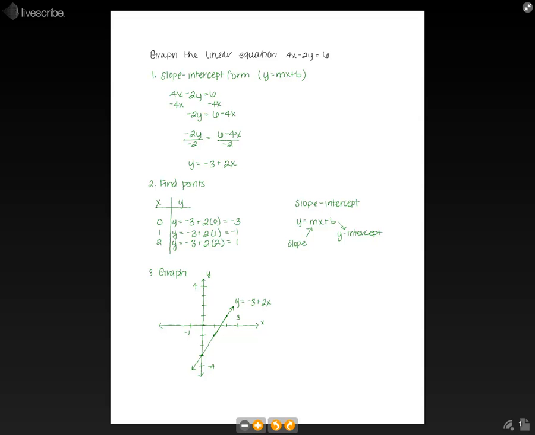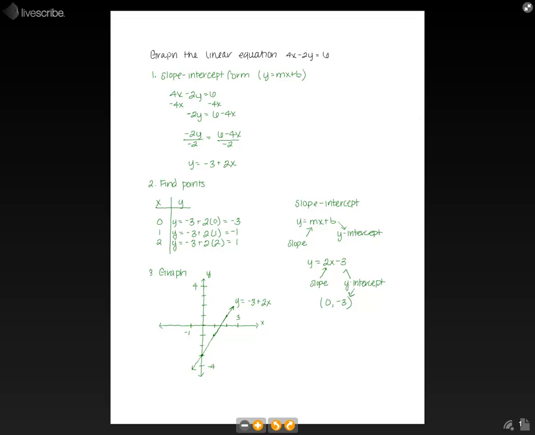So our equation says y equals negative 3 plus 2x. So if we rearrange that, we can get y equals 2x minus 3. So this means that 2 is the slope, and the y-intercept is negative 3. So from that information, we would know that the first point we want to plot would be 0, negative 3, since that's where it intersects the y-axis.